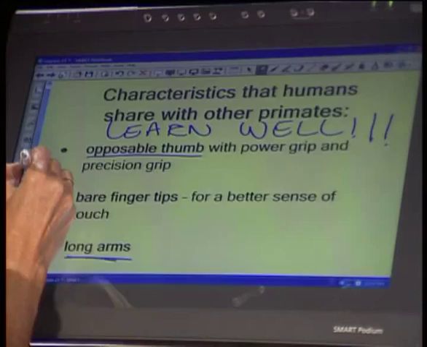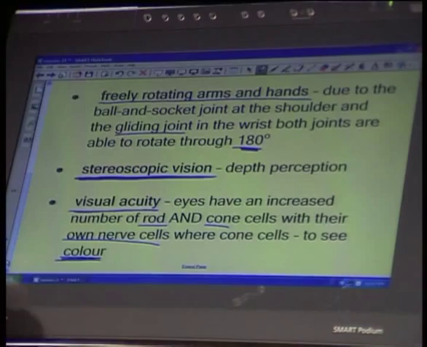We have gliding wrist, okay, which can rotate, and ball and socket in the arms that are able to rotate. The arms are nice and long. You have stereoscopic vision, so we can judge depth. We have visual acuity. We have rod and cone cells with their own nerve cells, and we are therefore able to see color. All right, so those are the things we have in common.